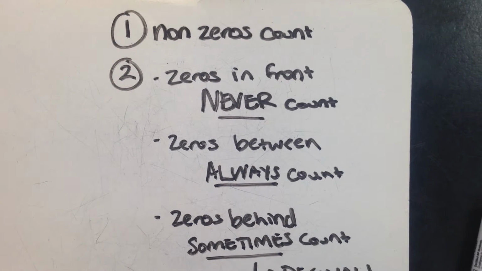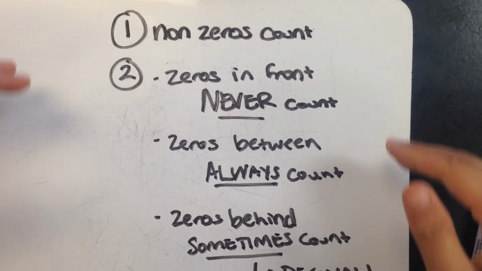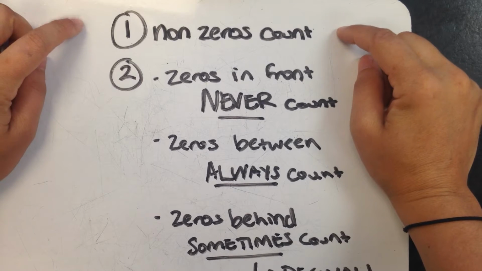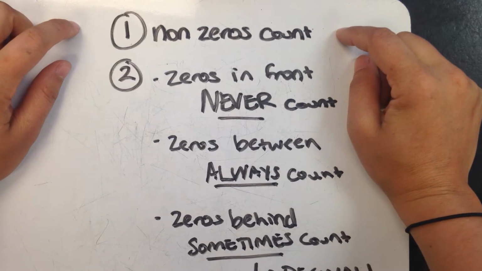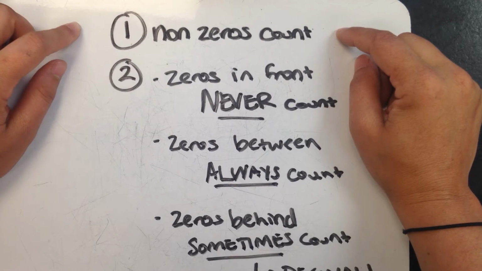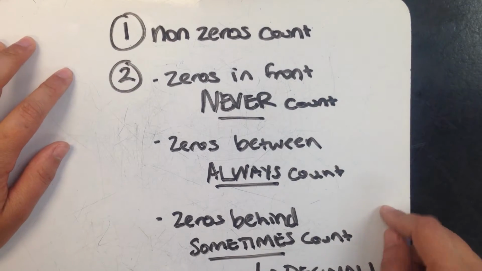Okay, this video is to review our sig fig rules. So we have two kinds of sig fig rules. One is that any number that's not a zero counts. So if we ask you how many sig figs and it's not zero, then you would count that one as you're trying to figure out how many. Now, the zeros are the tricky part.